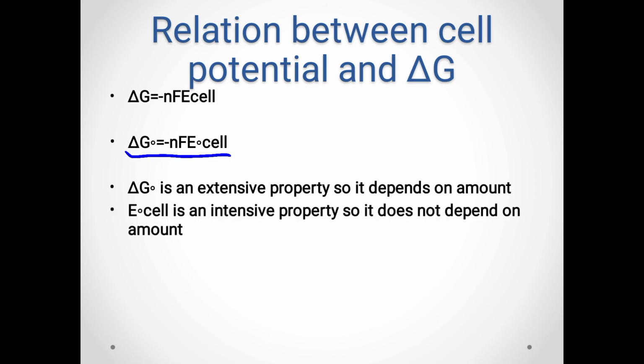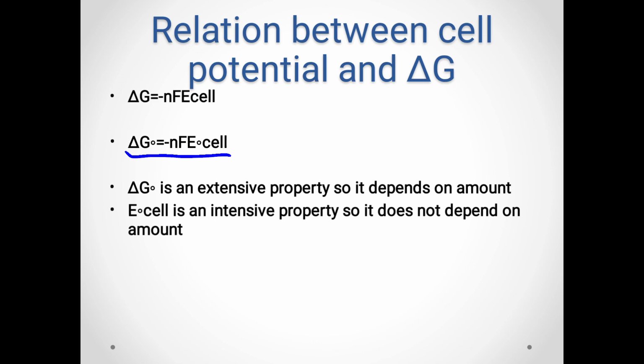Now, certain relations between the cell potential and delta G. Delta G is given by the formula minus NFE. Your N is your number of electrons, F is the Faraday, and E is your E cell. You better remember the Faraday number because it's easy to solve if you know it. Now, if I say standard potential, it becomes delta G naught equals minus NF E naught of cell. So delta G naught is an extensive property, so it depends upon the amount.